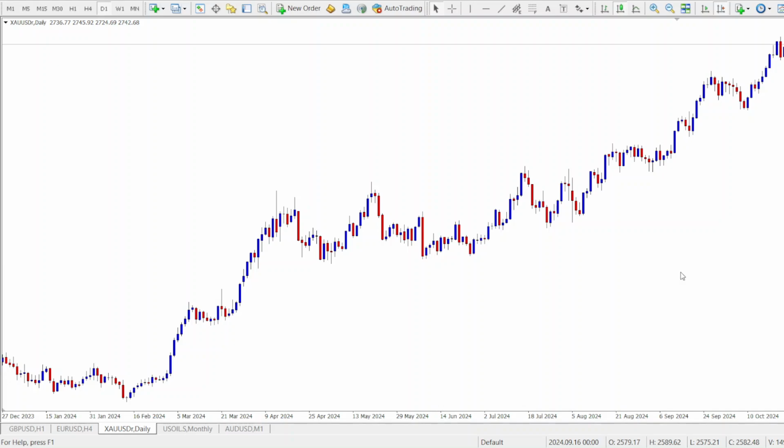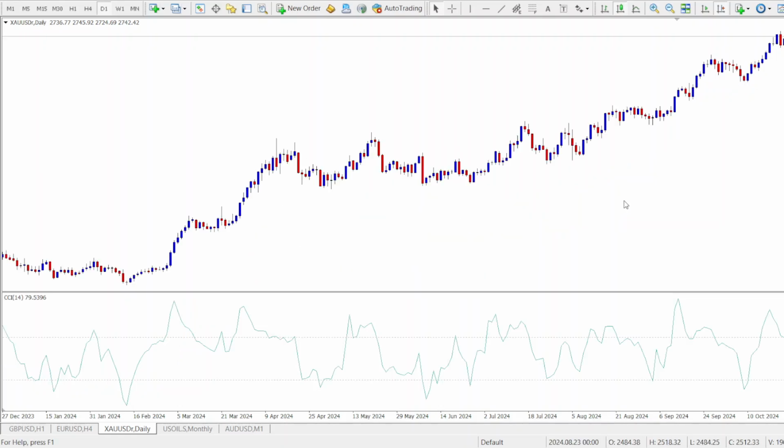First off, let's quickly cover what the Commodity Channel Index, or the CCI, actually is. Okay, let me just add it to the chart first. All right. Now, the CCI is a momentum based indicator that measures the deviation of the price from its average. Basically, that is what the CCI does.